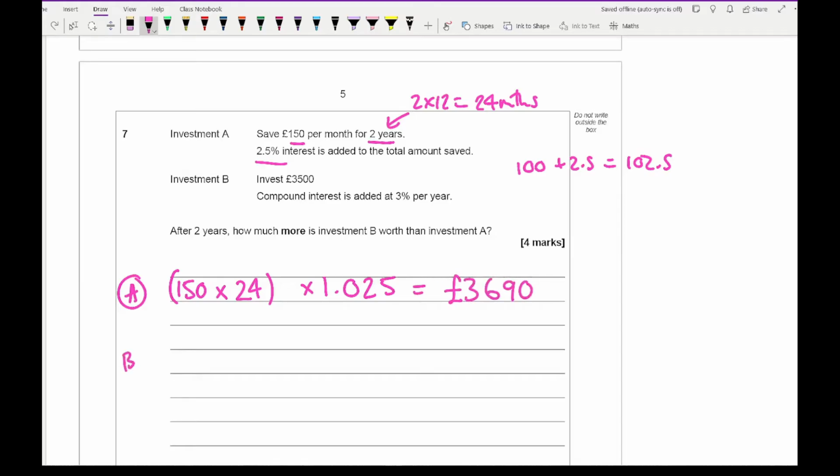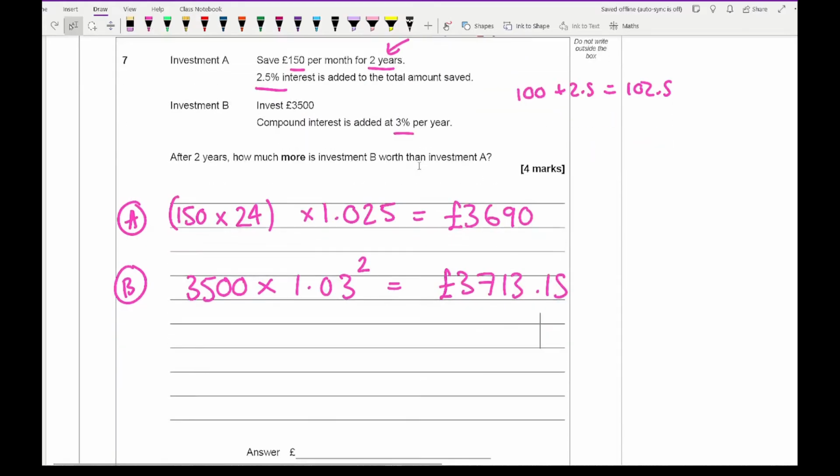Then with investment B, I'm investing 3,500 and I'm using a compound interest of 3%. So 100 plus 3 is 103. That as a decimal is 1.03, and that's after 2 years. So if I type that into my calculator, I get an answer of 3713 and 15 pence. Now the question is asking for how much more is investment B, so it's going to be 3713.15 minus 3690, which gives me a total of £23 and 15 pence.